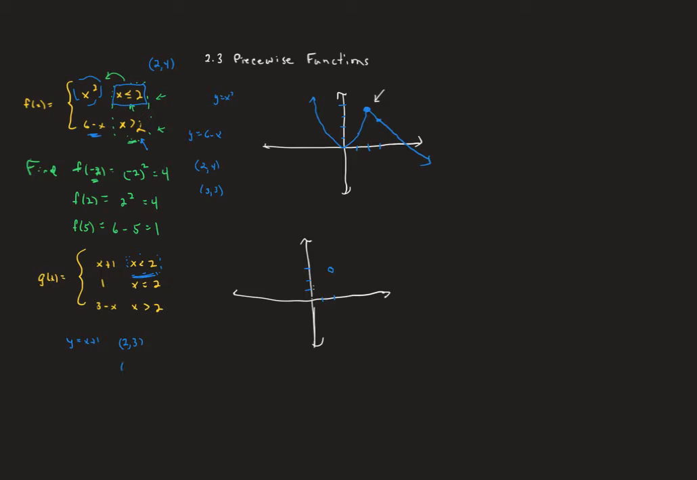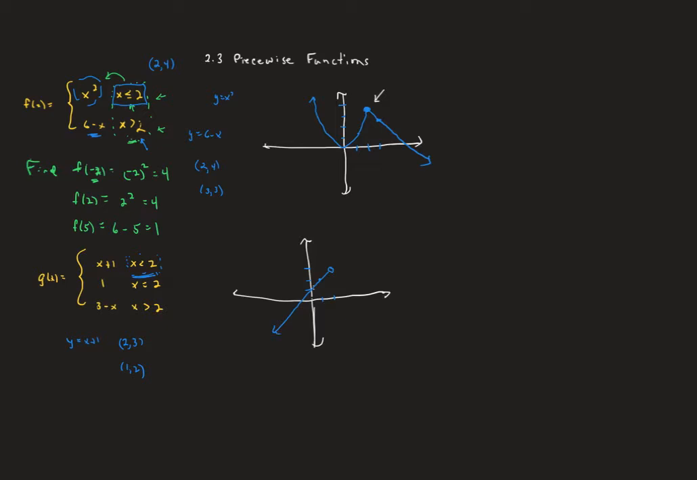I'm just going to plug in 1, and 1 plus 1 is 2. So that's going to make (1, 2) a point on the graph. I know this is a straight line, so I'm going to connect those two with a half line. That line is going to go over to the left.